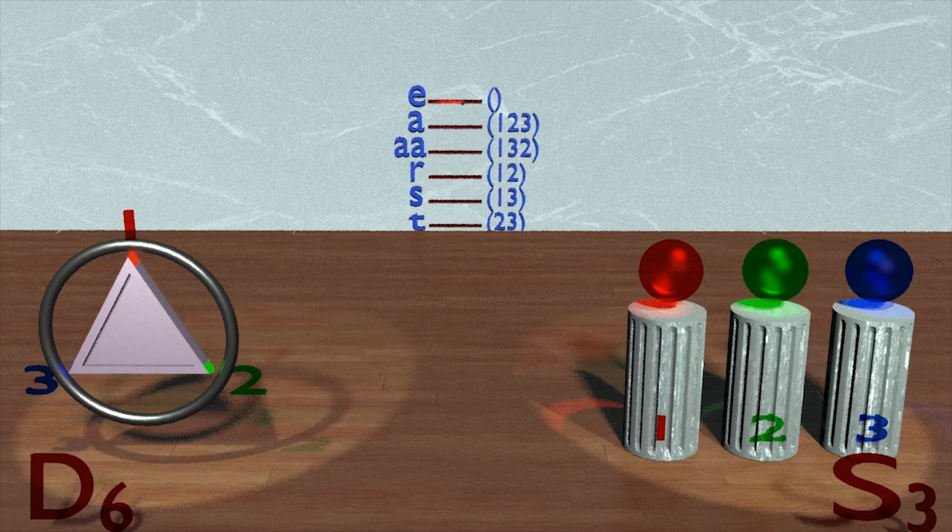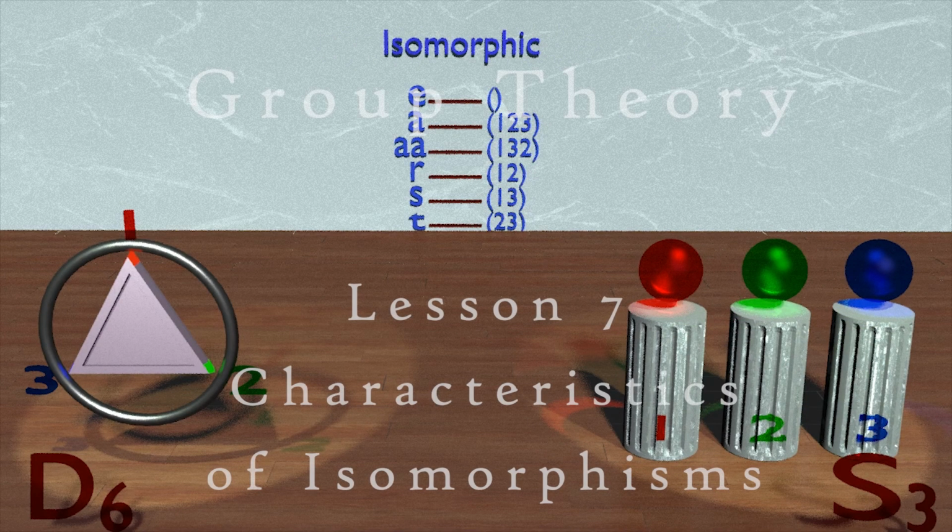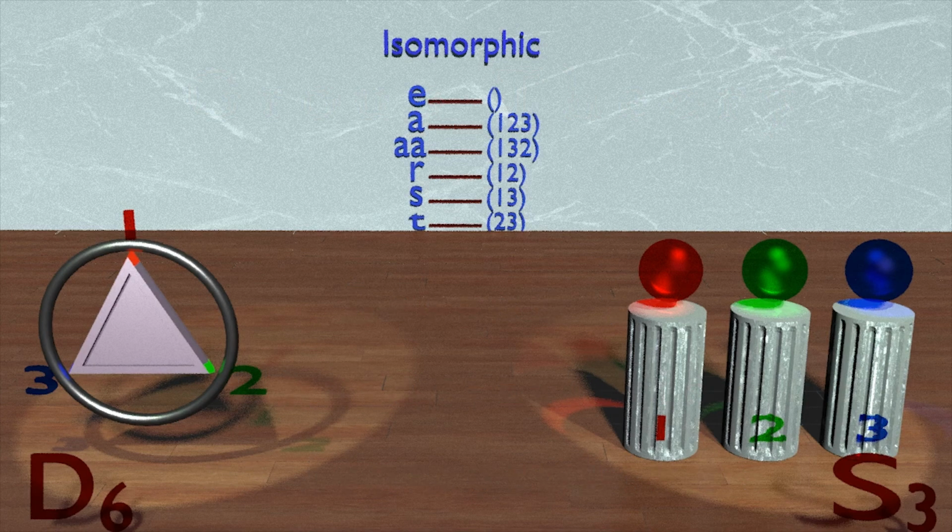Our last video showed the isomorphic, or equal-shaped, relationship between the group of symmetries of an equilateral triangle, D6, and the group of permutations of three objects, S3, and how this relationship was described by the homomorphic equation. So we called these two groups isomorphic. In this video, we will explore some of the characteristics of the isomorphism and how we can use that in the study of group theory.